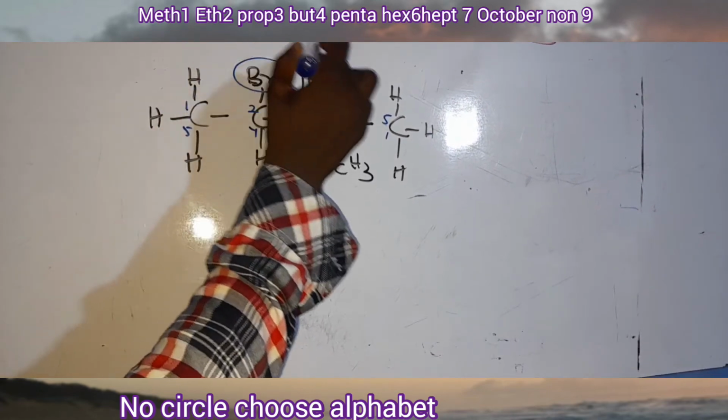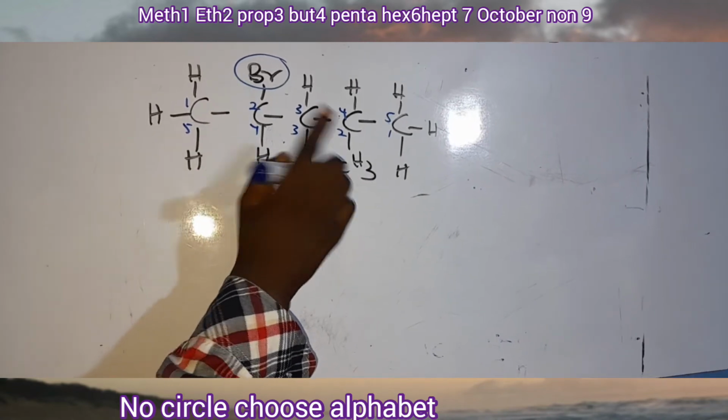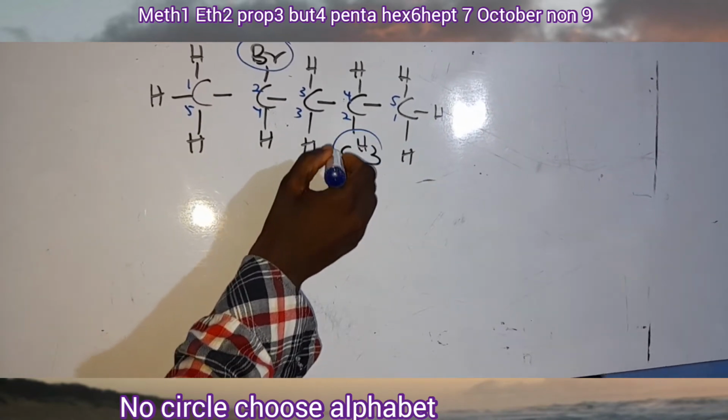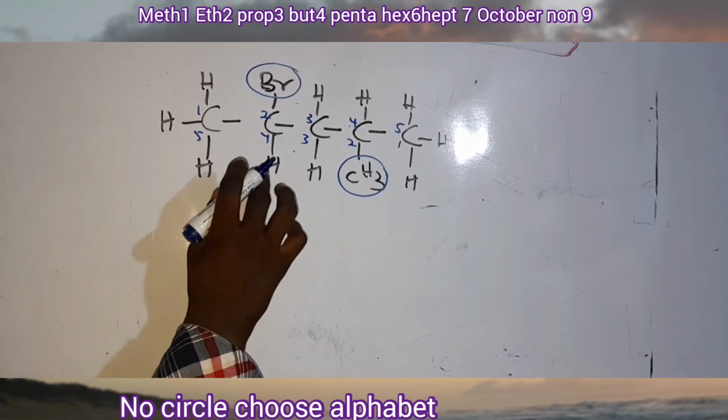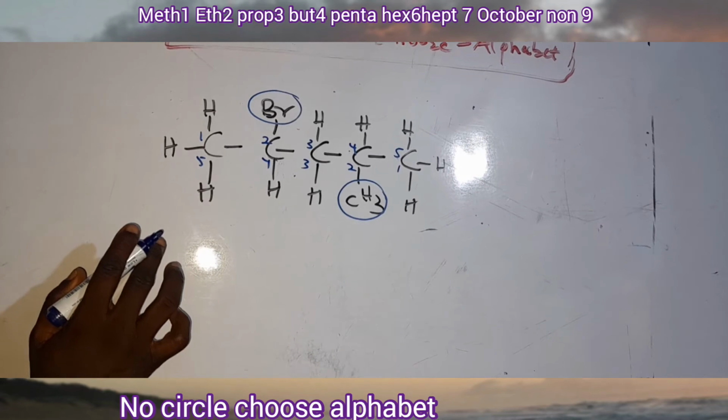This is no hydrogen. This here is also no hydrogen. We want to see only hydrogen standing alone, but this here is 3, so I'll circle it, and that's it. After circling, we are going to choose.